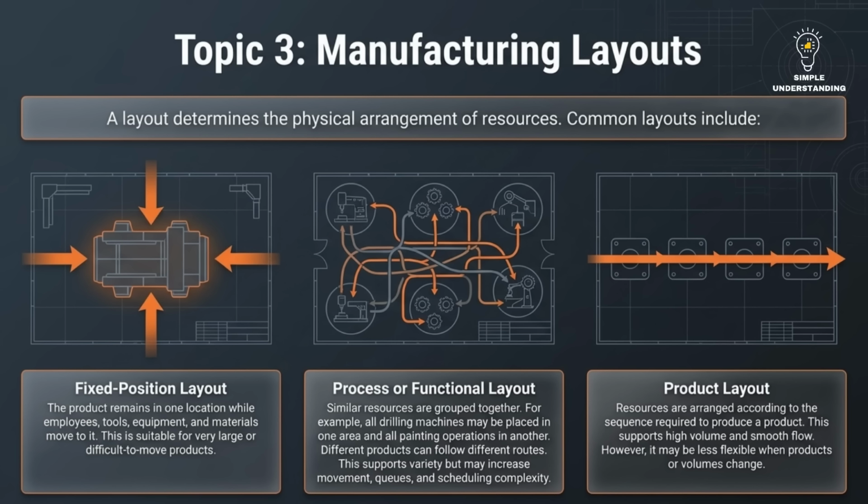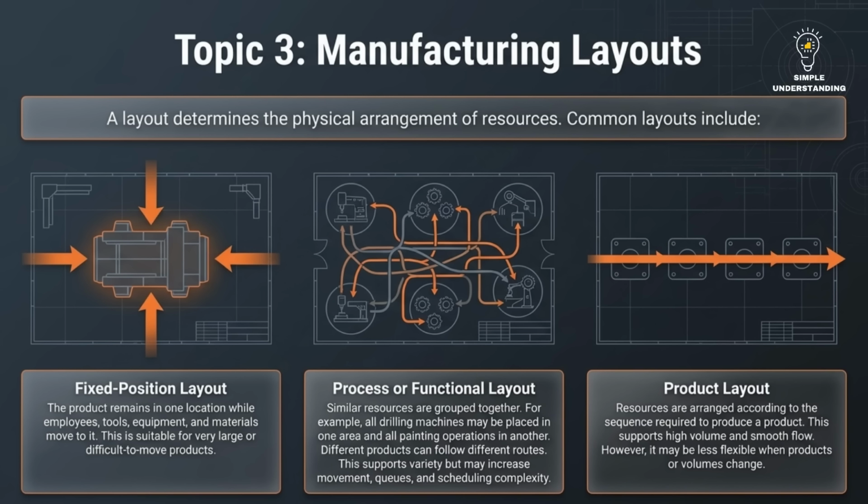Process or functional layout. Similar resources are grouped together. For example, all drilling machines may be placed in one area and all painting operations in another. Different products can follow different routes. This supports variety but may increase movement, queues, and scheduling complexity.